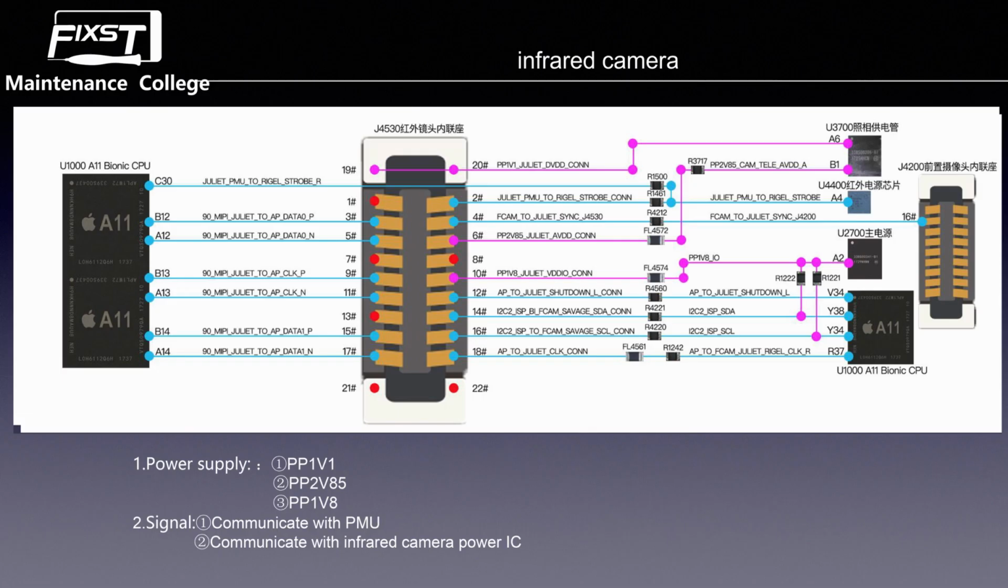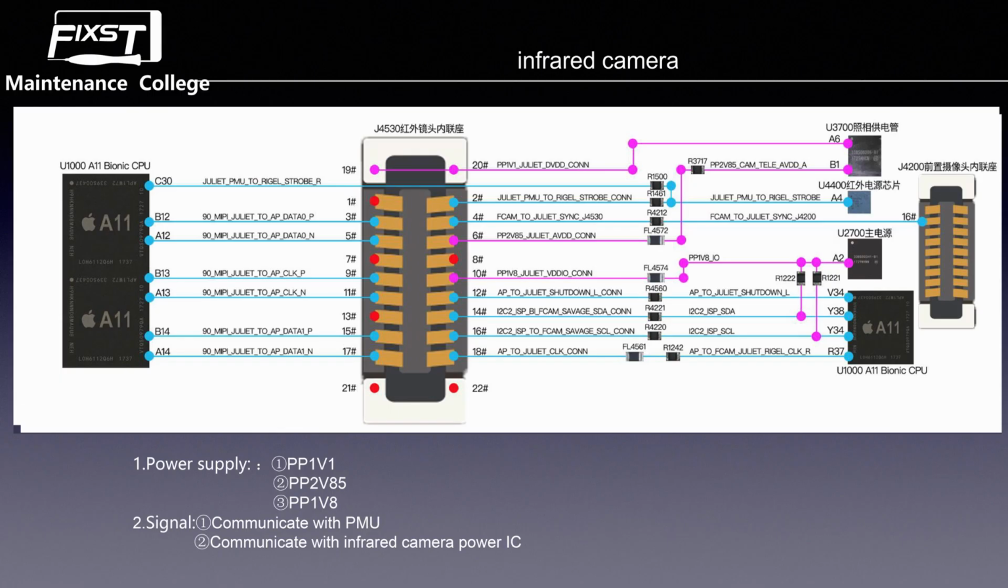And we can see pin 6. Pin 6 is also power. This pin is the PP2V85 power. This power is also from U3700, the camera power IC. And then we see pin 10. Pin 10 is the PP1V8 power. This power is from U2700 PMU, the main power IC.